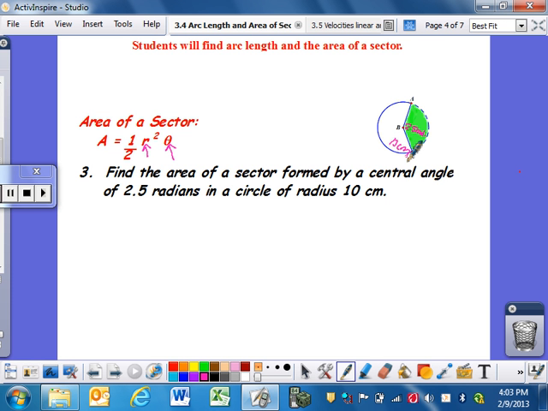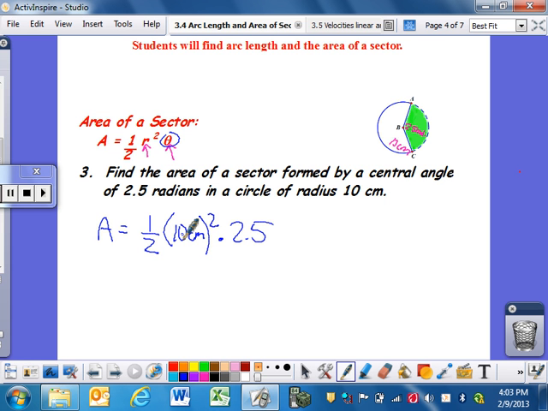So if you actually can be able to do that, I have all the information I need, because my angle was in radians, which I need, and I have the radius. So the area is 1/2 and this is 10 centimeters squared, and then times your theta, which is 2.5 radians. The radians is a neutral label. So how do I end up doing this?